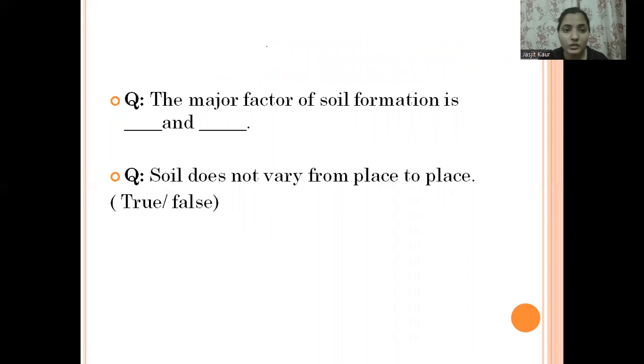Now here is your test time. You have to test your knowledge of whether you have understood the concept or not. The first question is, the major factors of soil formation are dash and dash. And the second statement is, soil does not vary from place to place. Is this statement true or false? You can write your answers in the comment section, or you can check your answers on your own, to see whether you have understood the concept or need revision for that particular concept.